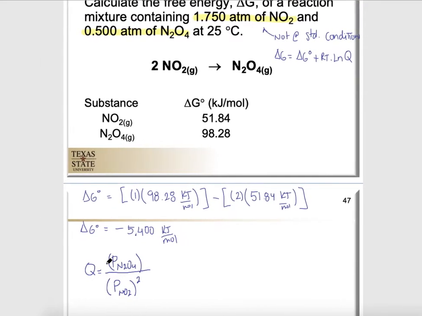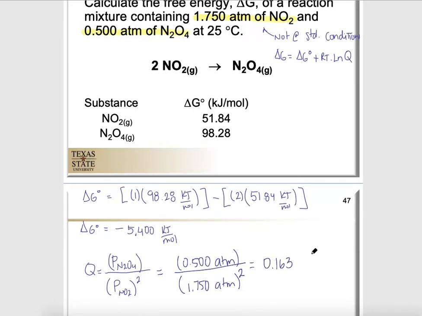Now I have to go back and look at what pressures were given to me. For the N2O4, what we have is 0.500 atmospheres. And for the NO2, what I have is 1.750 atmospheres. And once you plug that in, I'm sorry, I forgot my squared. Don't forget the squared. Once you do that, you get that the value of Q is equal to 0.163.